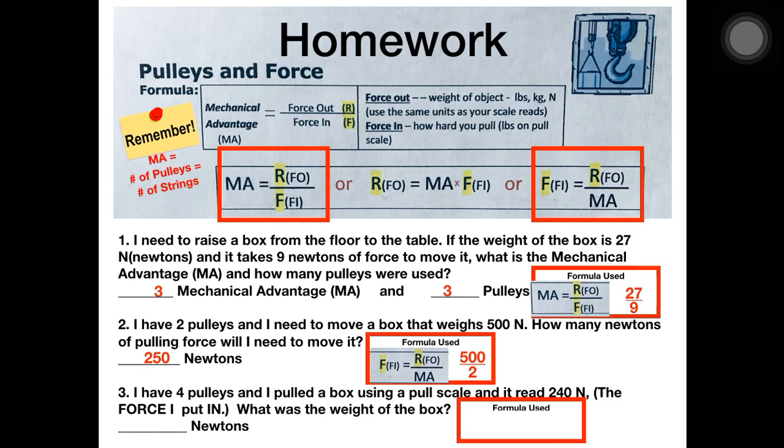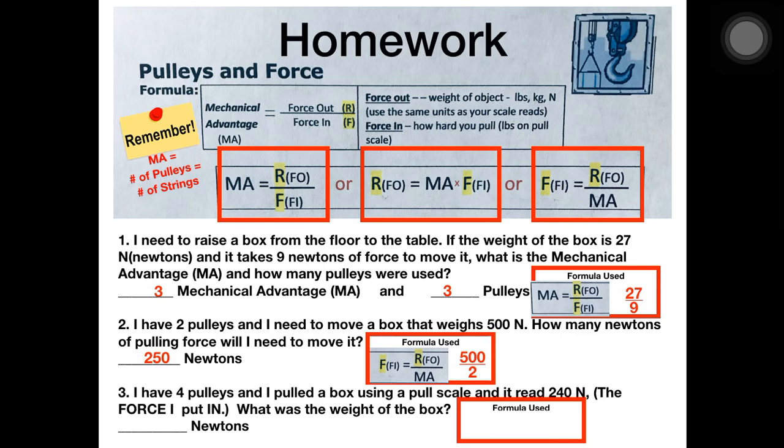Number 3, I have 4 pulleys and I pulled a box using a pull scale and it read 240 newtons, the force I put in. What was the weight of the box? Now, for this problem, we have a mechanical advantage of 4 because we have 4 pulleys. We know what the force in was. We put 240 newtons of force in. So we will be using this middle formula of R equals mechanical advantage times force in, F.